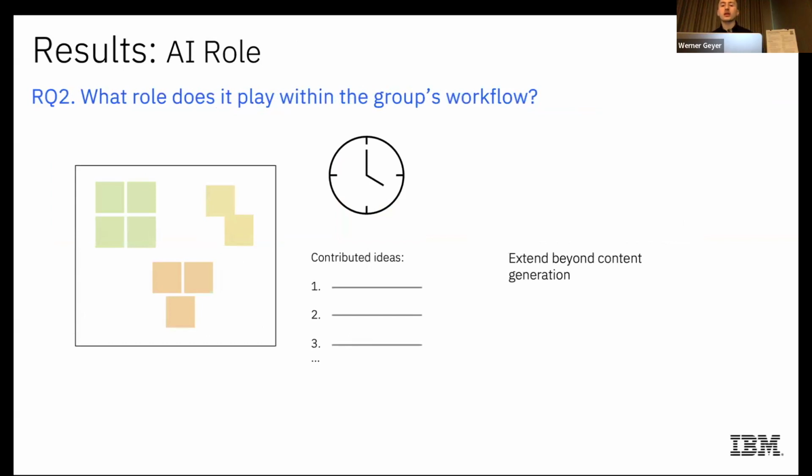About the role of the generative AI within the group's workflow, the participants saw the role of the AI not only as a content generator, but also as a facilitator, for example, helping cluster ideas by theme, summarizing contributed ideas, or keeping workshops on track.